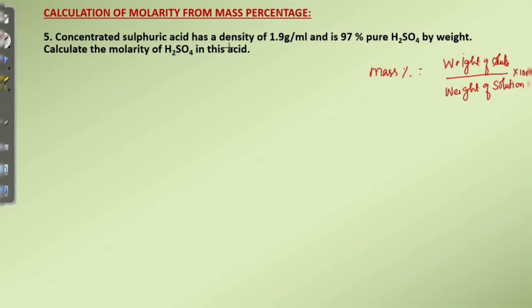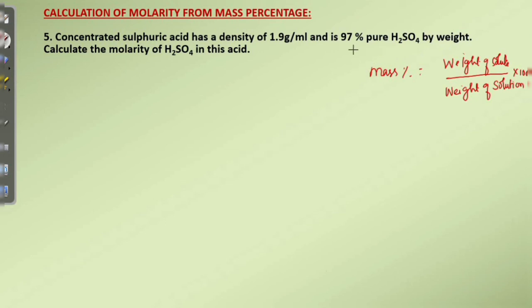Concentrated sulfuric acid has a density of 1.9 gram per ml and is 97% pure sulfuric acid by weight. Calculate the molarity of sulfuric acid in this acid. See, it is not a complicated problem. It is easy only. Just read the problem once again. Concentrated sulfuric acid has a density of 1.9 gram per ml. See, they have given the density of concentrated sulfuric acid. And one more thing, they have given 97% pure H2SO4 by weight.